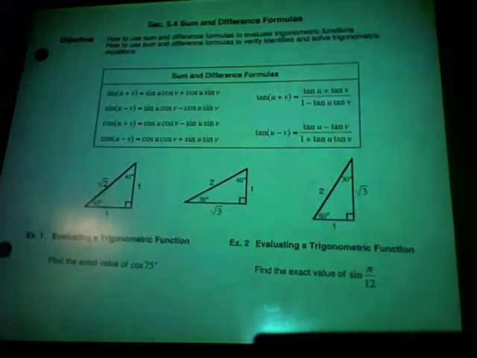Yes? No unit circle, but the other notes? You can use unit circle on the quiz? Oh, on that quiz, you can use any notes that you want to.